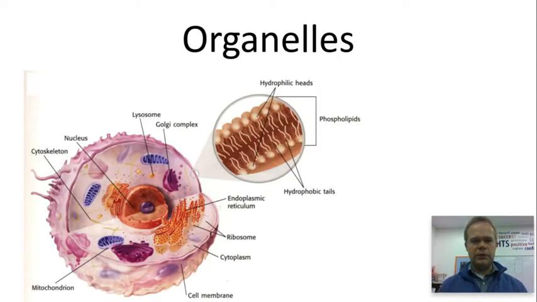So here's a picture of organelles. Again, each of these little structures is like a little organ. You have organs in your body, a heart, lungs, intestines, and they each have a job to do to keep you alive. Organelles are little structures in the cell that each have a job to do to keep the cell functioning and alive. Very similar.